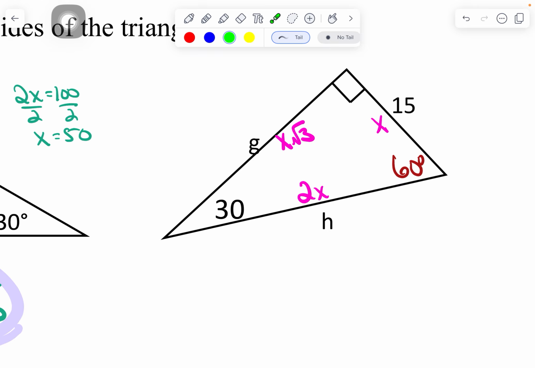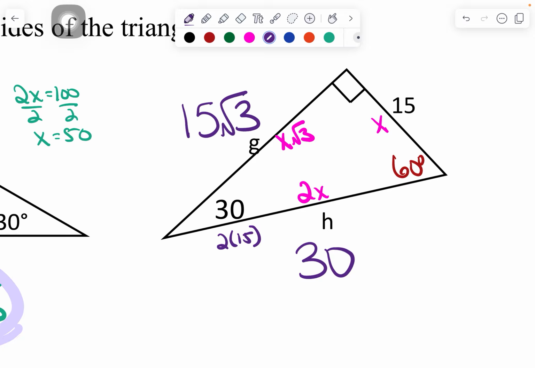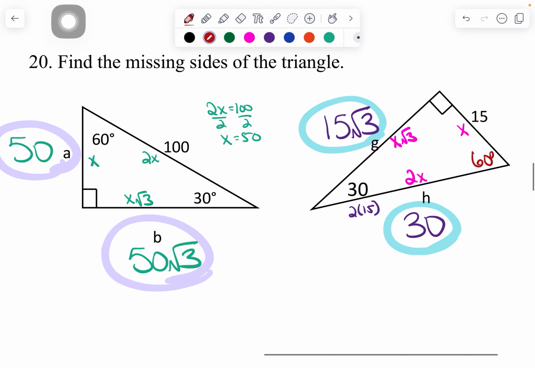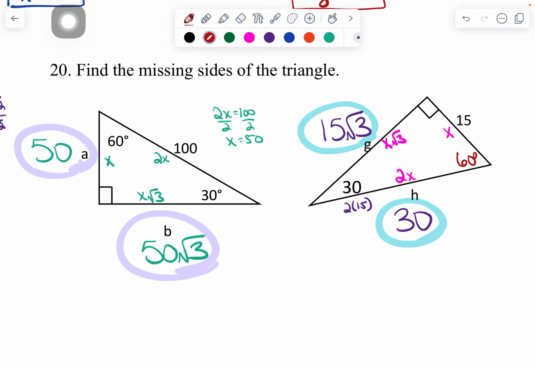Now this is, I'm going to say, the easiest one for my brain because I'm giving you what x equals, right? I know x is 15. So when this says 2x, that means I'm going to take 2 times 15, and that is going to be 30. And then for this side where I have x root 3, I'm just going to replace x with 15. So this is 15 root 3. Nothing else to do there with those. There's my h, there's my g. All right, so that's your special right triangles for 30, 60, 90s for question number 20.